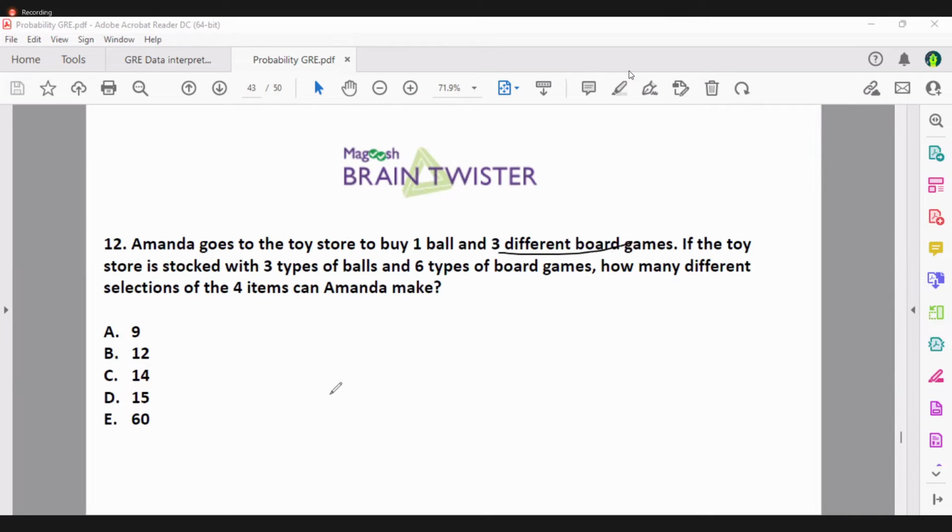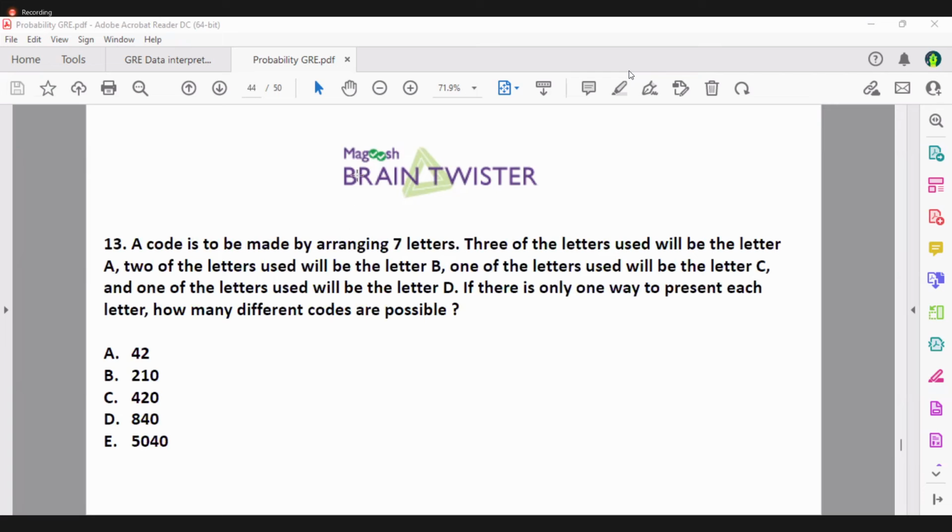3C1 because 1 ball out of 3 balls. 6C3 because 3 different board games out of 6 different board games.